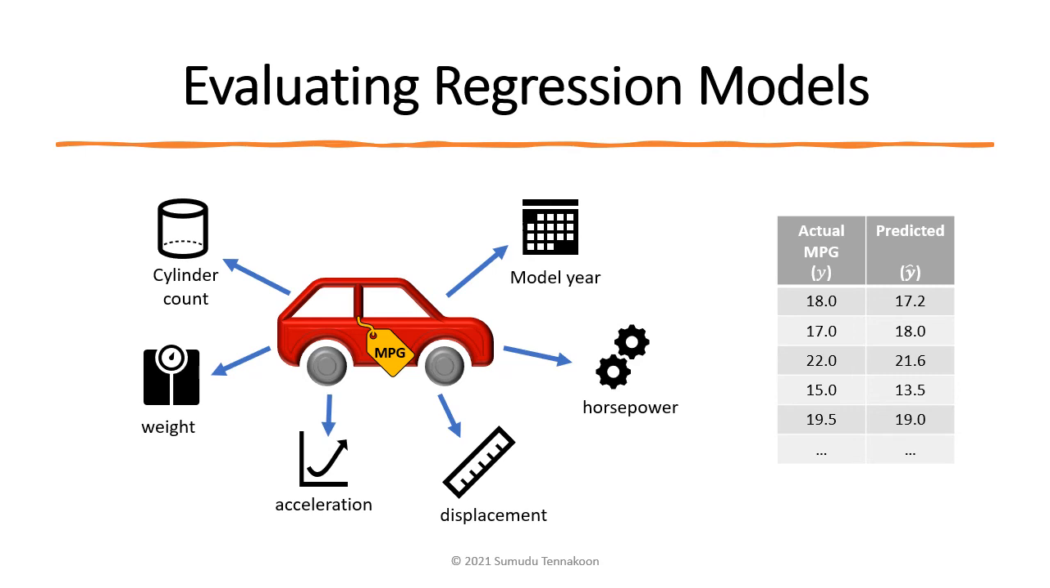Miles per gallon was actually 18, and our model predicted 17.2. In the second row you have an actual value of 17, and our model predicted 18. In the third you get miles per gallon of 22, and our model predicted 21.6. In this exercise we used a linear regression model, and since we have actual and predicted value columns, we can easily compute the differences between those two columns. So let's examine in detail how we can do this comparison.